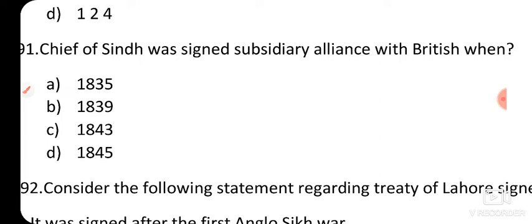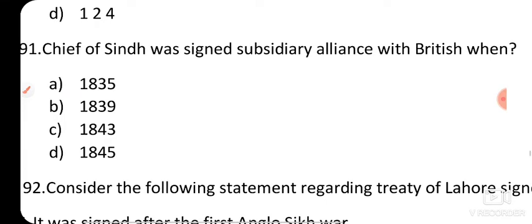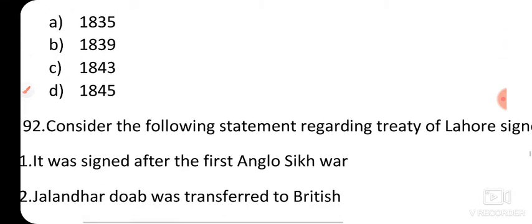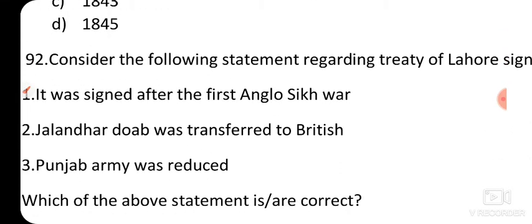So the chief of Sindh signed a subsidiary treaty with the British East India Company, but the British East India Company was not happy with this treaty. They wanted to completely annex Sindh, and they annexed Sindh in 1843. They annexed Sindh in 1843, but the subsidiary alliance was signed in 1839.